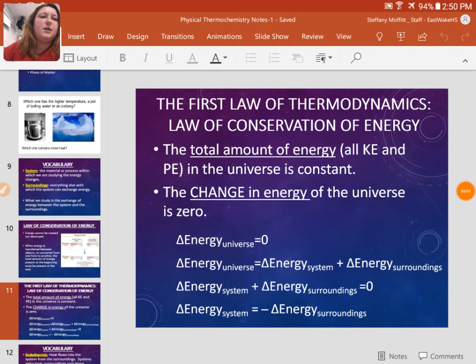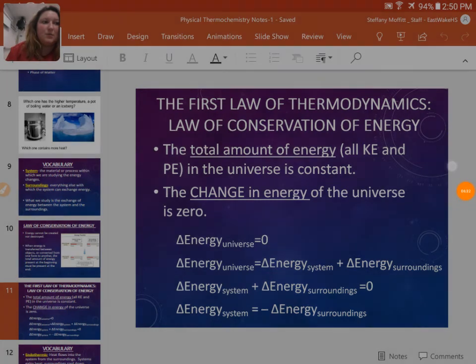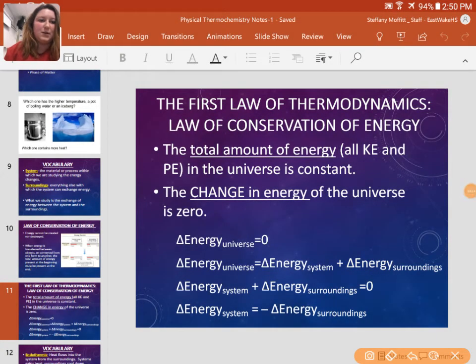So now we can talk about heat in reference to the law of conservation of energy. The first law of thermodynamics says that the total amount of energy, all the kinetic energy and all the potential energy, is constant in the universe. There is no change in energy in the universe, and we say that that is zero. So delta energy of the universe here is always going to be zero. Delta energy of the universe equals delta energy of the system plus delta energy of the surroundings.